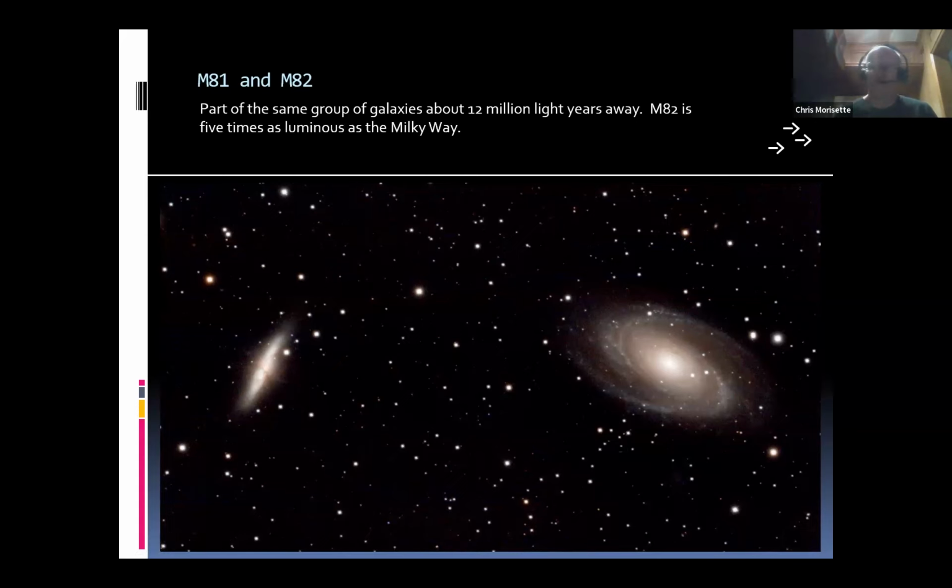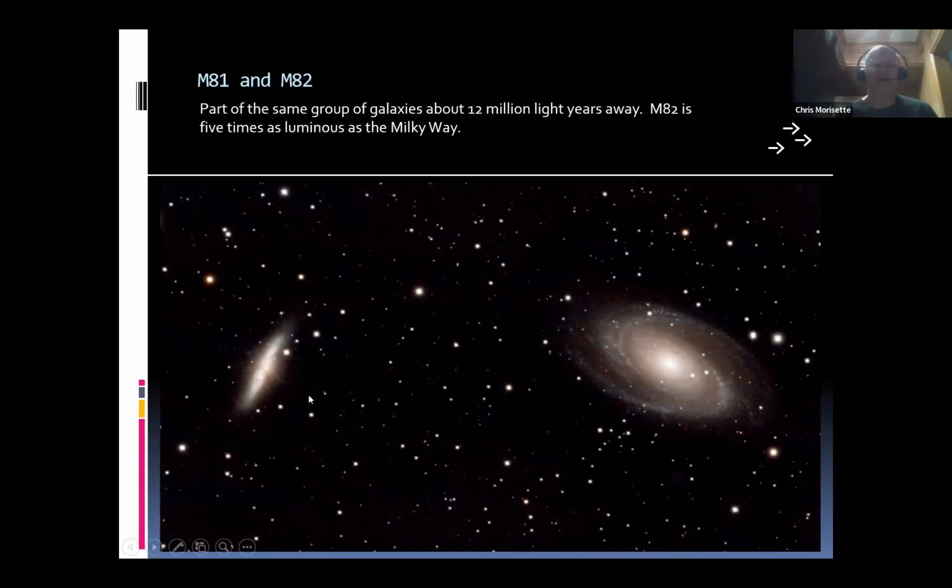These two galaxies are about 12 million light years away, so they're closer than the other two that we looked at. They are about 3/4 the size of the Milky Way and about 1/3 the size of the Milky Way. So they're smaller galaxies, but they're relatively close to each other. And due to the fact that they're so close, you can make out in this picture of M82 a red crease through the center of this galaxy.